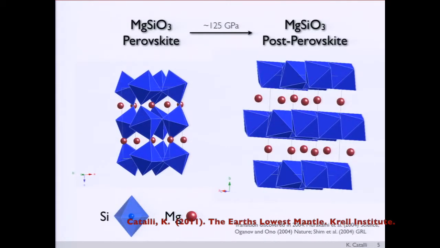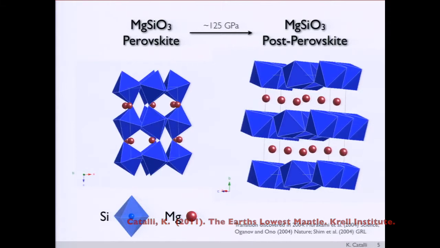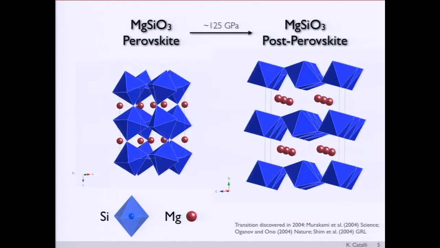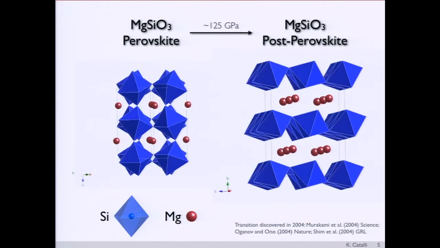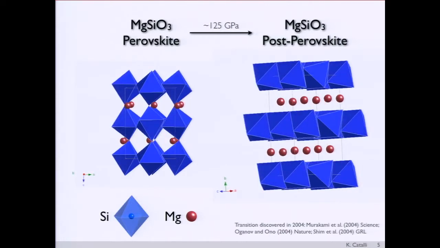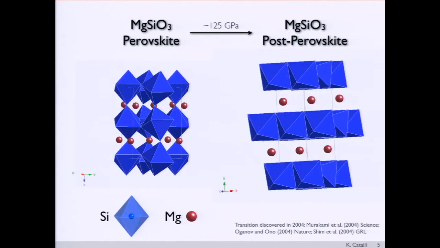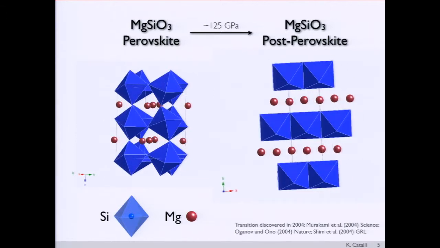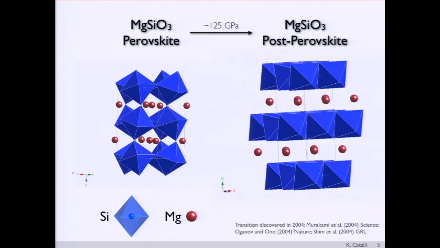Since then, the D double prime discontinuity has been reinterpreted as a phase change from perovskite to a more dense post-perovskite. This reaction is exothermic, potentially destabilizing the thermal boundary layer at the base of the mantle, giving rise to a large number of small weak plumes that subsequently converge into a superplume.